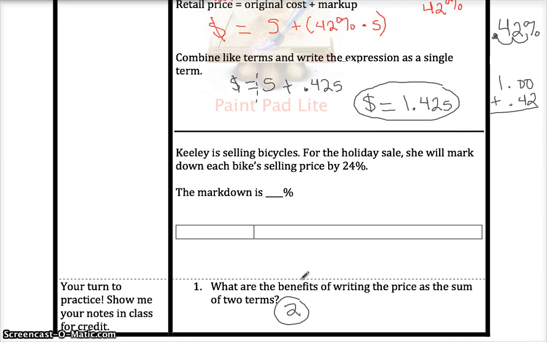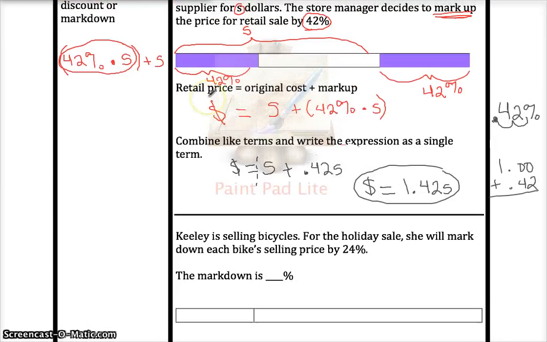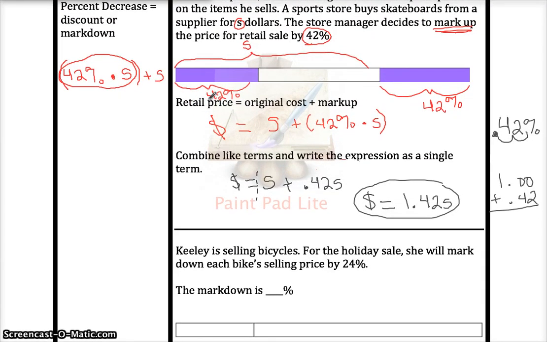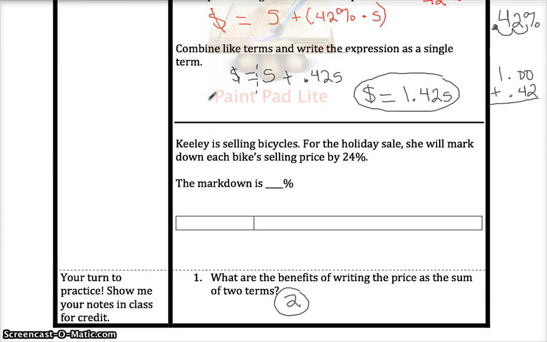And then we're going to move on to our next example, which is Keely is selling bicycles, and for the holiday sale, she will mark down each bike's selling price by 24%. So remember that a markdown is a percent decrease or a discount. So for this one, her markdown, according to the problem, is 24%. And what you need to know is that the bar from here to here represents 1 bike. So from here all the way to here is 1 bike.